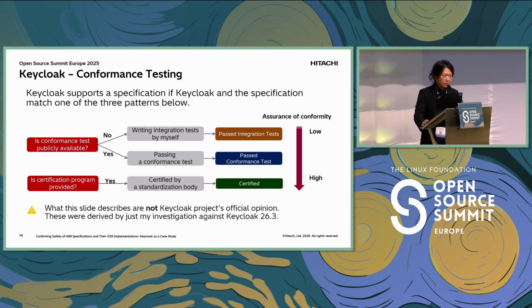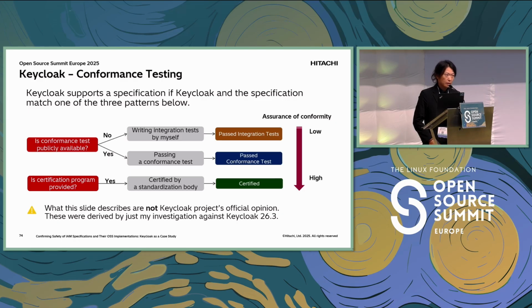We call this situation "pass integration test." And sometimes we can get the official conformance test from the standardization organization. In this case, the Keycloak project ran this conformance test against Keycloak to confirm that Keycloak passed it. We call this situation "pass conformance test."